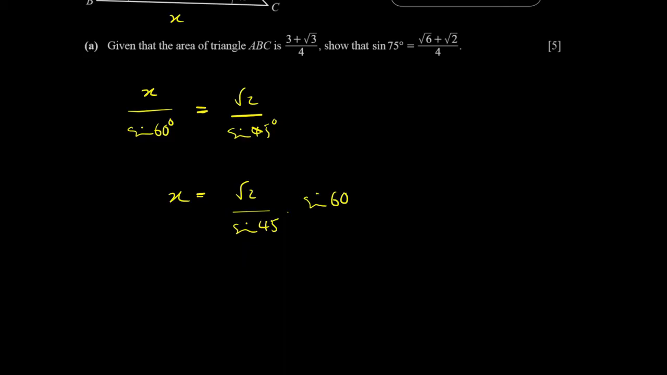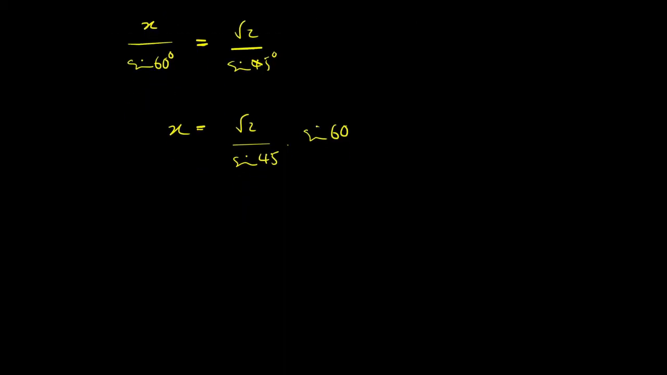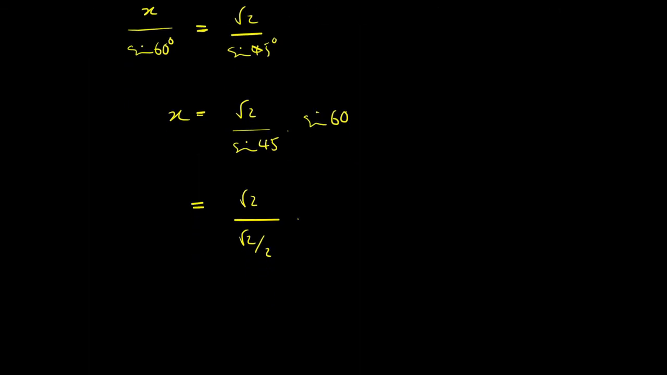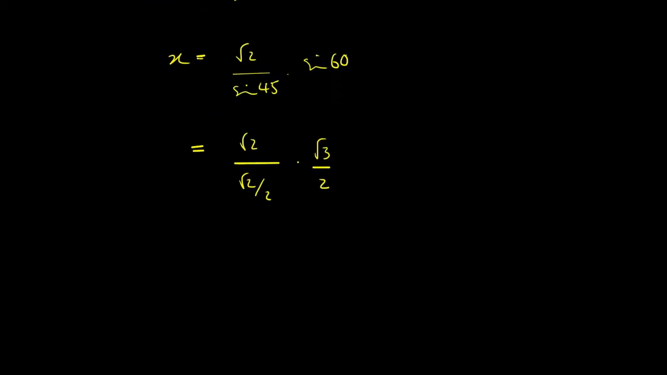Okay, now we can use the exact values that were given in the question. Sine 45 is the same as root 2 upon 2, or 1 upon root 2. How do they do it in the question? Root 2 upon 2, yeah? And sine 60 is root 3 upon 2. Right, so we've now replaced those things.